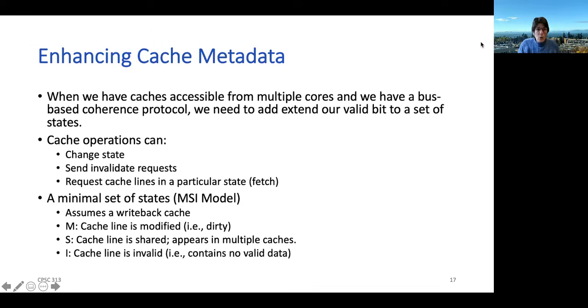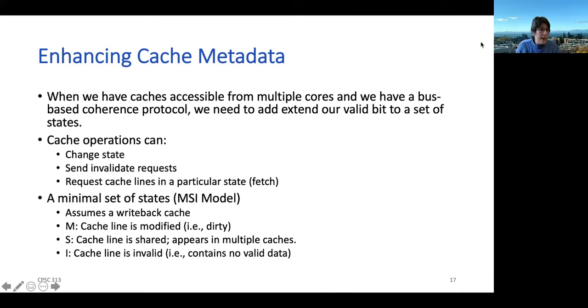So we're going to enhance our cache metadata. So far, we've seen that we need things like the tags. Well, we still need tags, and we're going to need to check those tags to identify which invalidation messages we care about. We still need valid bits, and we still need dirty bits. But we're going to add one more state to our cache called a modified bit. Well, actually, the modified bit really is the dirty bit. Sorry, we're going to add another state which says, this is a cache line that is shared among multiple caches.